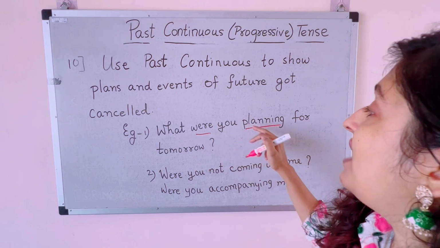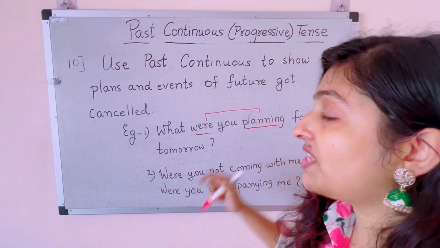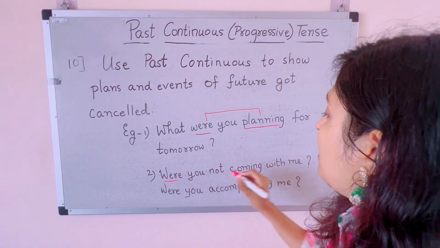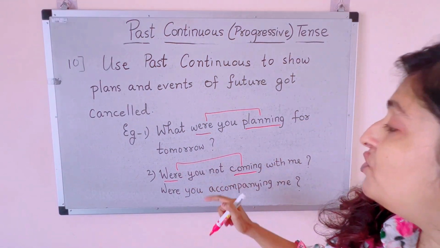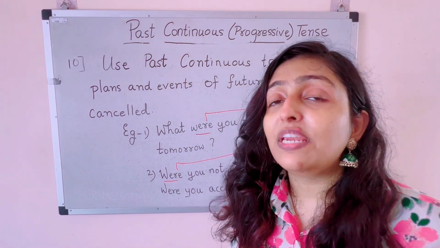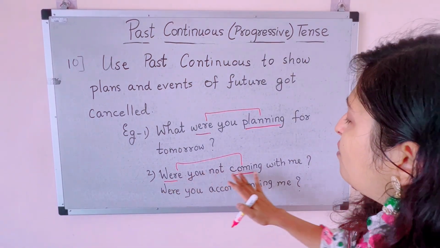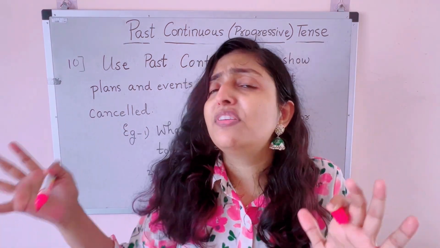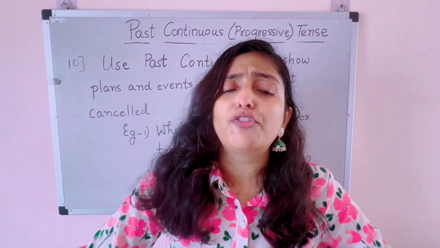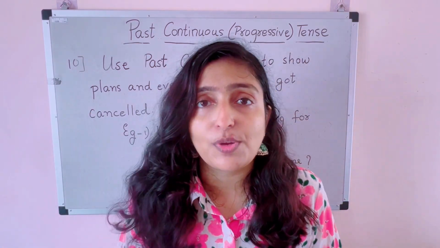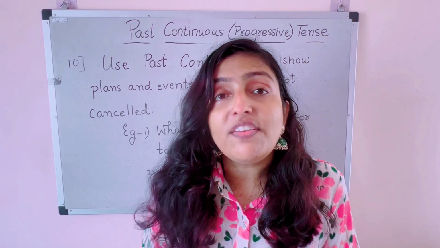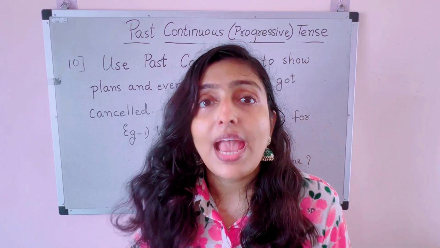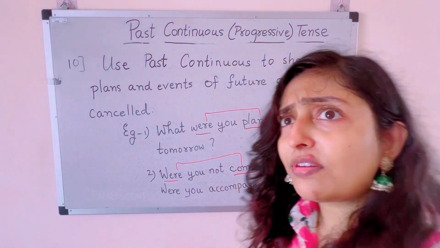Okay, so this is past continuous. This is the subject. Second example, were you not coming with me? Past continuous, subject, and this is an interrogative negative sentence. Were you not coming with me? Imagine that your friend and you have decided to go somewhere. Your friend got ready and has come to the exit. And your friend learns that you have not even got ready. Your cousin has all decked up and he has got ready. And he is asking you this, were you not coming with me?